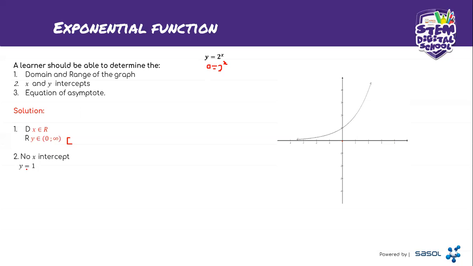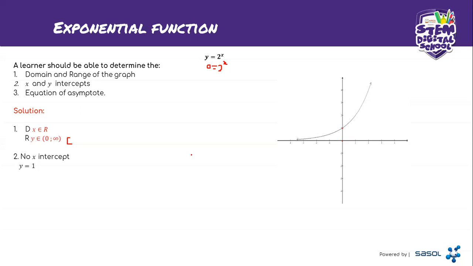Then as for y-intercept, yes, you can do that. Remember, when you need the y-intercept, you just let x be 0. If you put 0 where you see x, then 2 to the power 0 is 1. Then you can see from this graph that this exponential graph passes the y-axis at 1, right? So that's how you should determine the x and y-intercept.